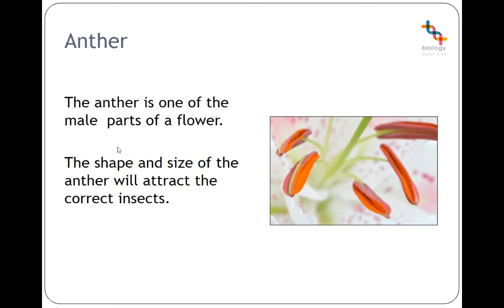So the anther, one of the male parts of the flower, the size and shape of the anther will attract the correct insects. So some insects will see that and think, oh, I don't know what to do with that. And some will think, oh my God, definitely going for that. So different insects will pollinate different flowers.